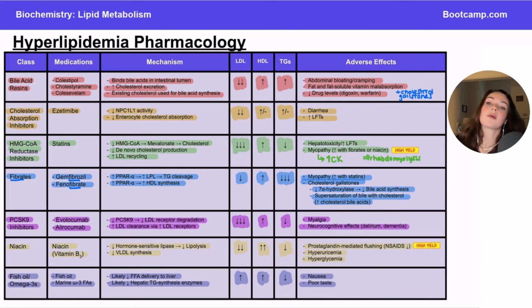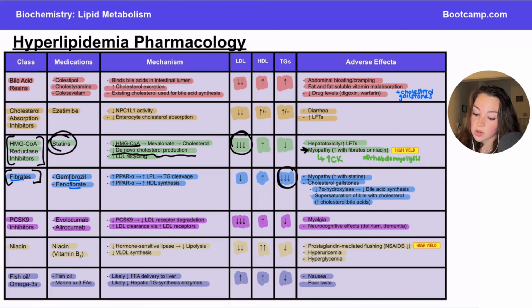So to recap, we had a bunch of different classes of drugs. The king of hyperlipidemia by far are the statins. Those are your best agent for lowering LDL. And remember, the big adverse effect to watch out for here was that statin-induced myopathy. Our big weapon against hypertriglyceridemia were those fibrates. Those also caused myopathy, which was worse when combined with statins, as well as some cholesterol gallstones.